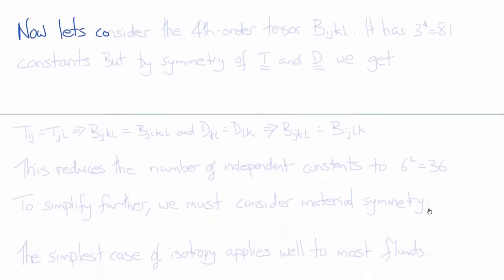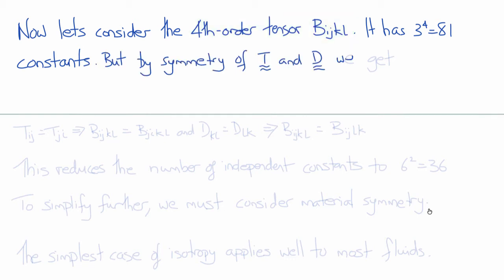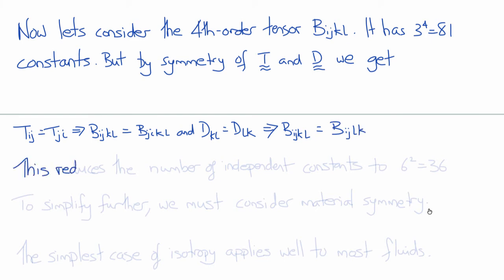So now let's turn our attention to the fourth order tensor Bijkl. Since we have assumed that the relationship between the stress tensor and the rate of deformation tensor is linear, the components of Bijkl are constant, but there are 3 to the power of 4 of them, meaning there are 81 constants. We can simplify this somewhat. Considering the symmetry of the stress tensor T and the rate of deformation tensor D, Tij must equal Tji, which means that Bijkl must equal Bjikl. Similarly, from the symmetry of D, Dkl equals Dlk, therefore Bijkl is equal to Bijlk. This has the effect of reducing the number of independent constants in Bijkl from 81 to 36.